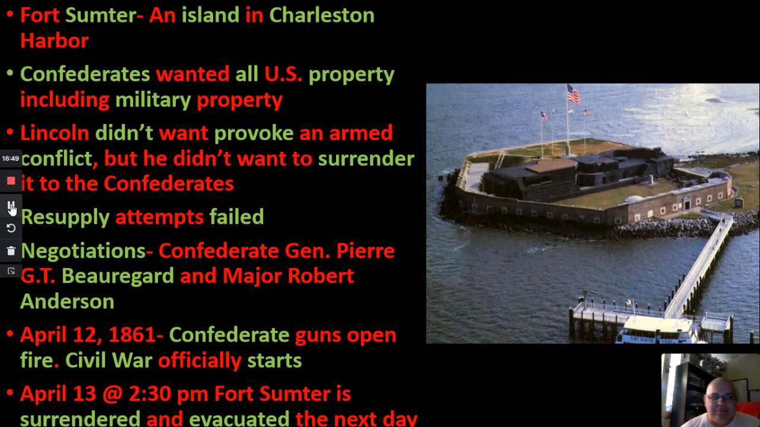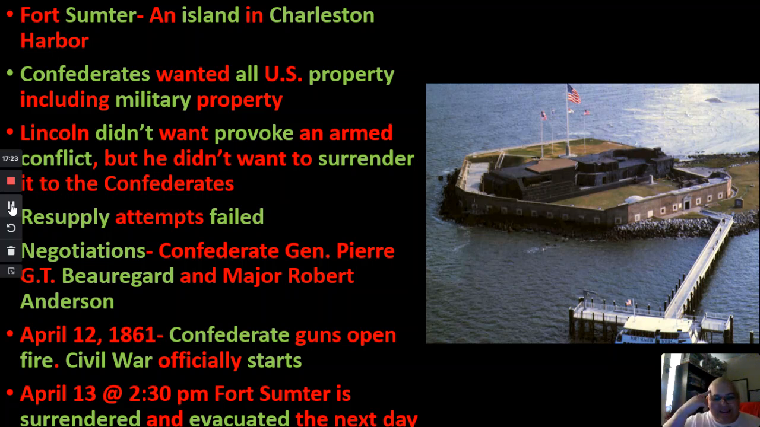So they're like, no, not all of the land. Forts and things like that, that's United States territory. And the Confederates are like, no, that's our land. So Lincoln doesn't want to be the president who started the war. He's trying to avoid that. But he also knows he can't surrender that land. So he's in a catch-22, where he's damned if he does and damned if he doesn't. So it's a tough situation.